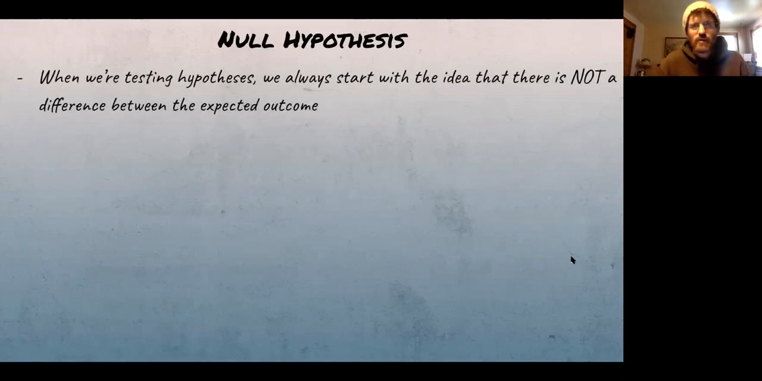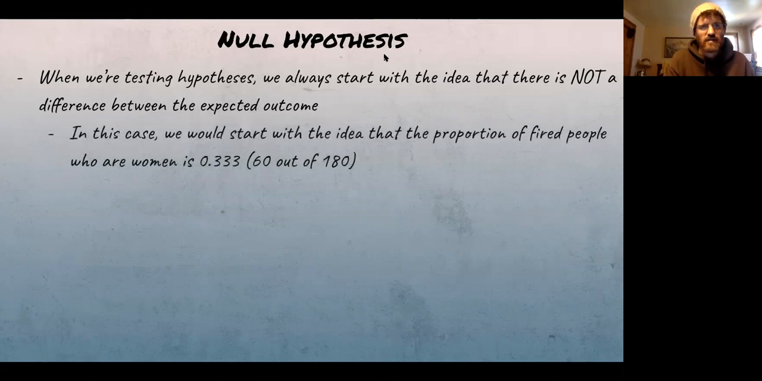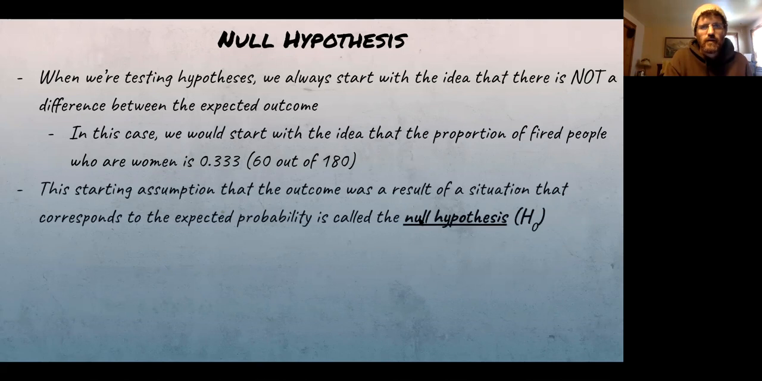So when we're testing, we always start with the idea that there's not a difference between what we expect and what actually is going on. And that's called the null hypothesis. So the null hypothesis would be that the proportion of women who are fired is going to be 0.333, which is 60 out of 180. And that's basically saying that there's not discrimination, that it was a fair process and it would average out to 0.333. We just happen to get 50%. Okay, so that's a null hypothesis. We use H sub naught when we say that.